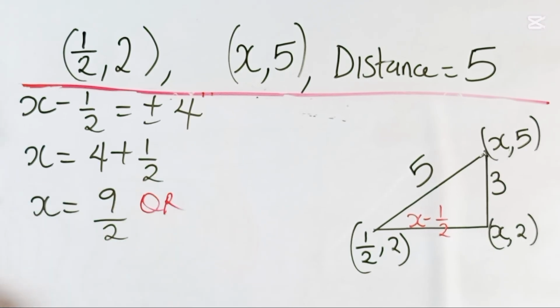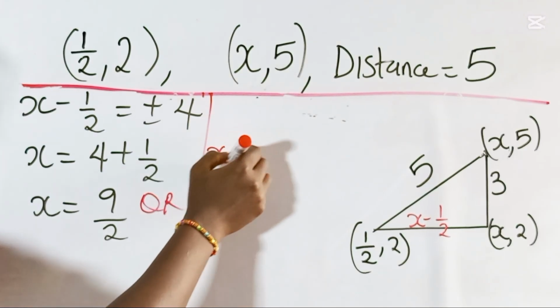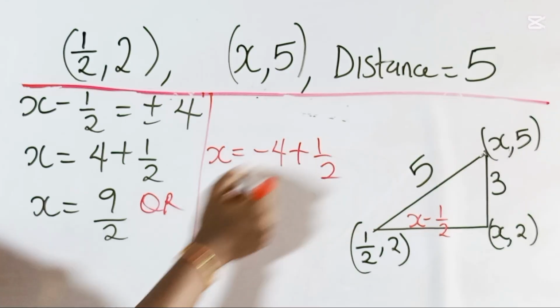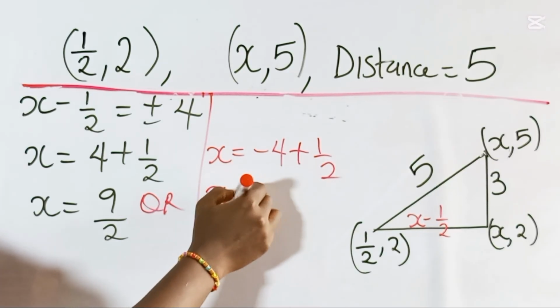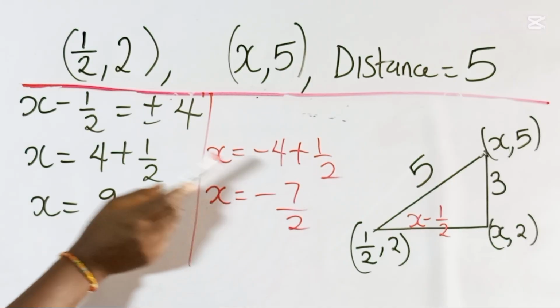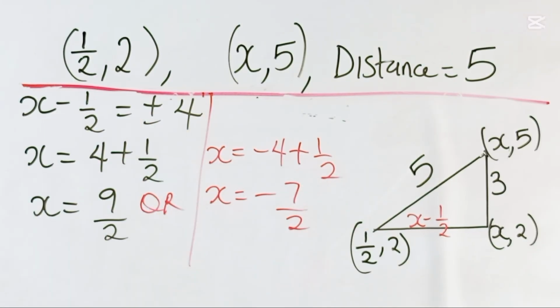Or we move towards the left to have x is equal to minus 4 plus 1 over 2. We have x is equal to minus 7 over 2. See, you don't need to memorize any formula. Once you can see the triangle, you can solve the problem.